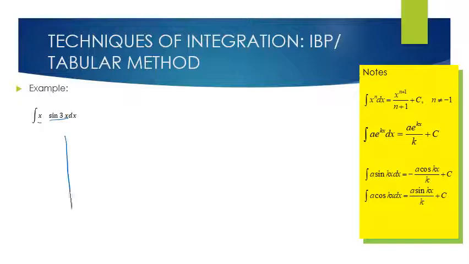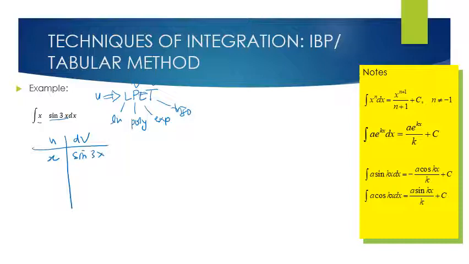So first, we need to identify what is u and dv. How to choose u? You need to follow the priority, which is LIPET. L stands for ln, P for polynomial, E for exponential, and T for trigo. So the priority must follow L, P, E, T. When we look here, we have polynomial and trigonometry. So the priority lies on the polynomial first. So polynomial will be chosen for u, and the rest will become dv.